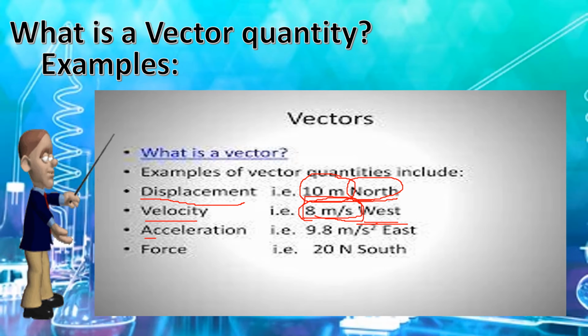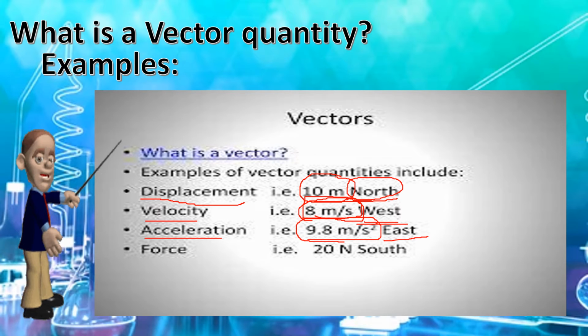Another example is your acceleration. The unit of acceleration is meter per second squared. So that is 9.8 meters per second squared east. So 9.8 meters per second squared here is the size or magnitude, and east here is the direction. So acceleration is a vector quantity.